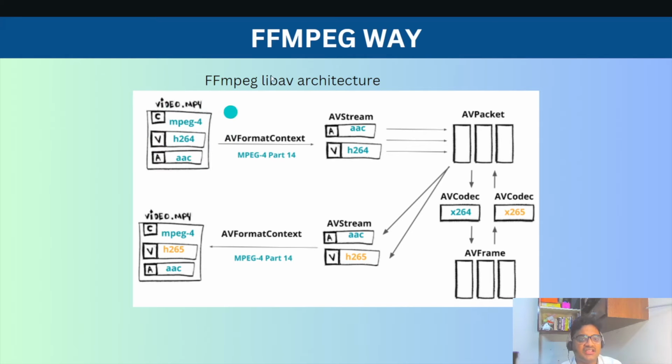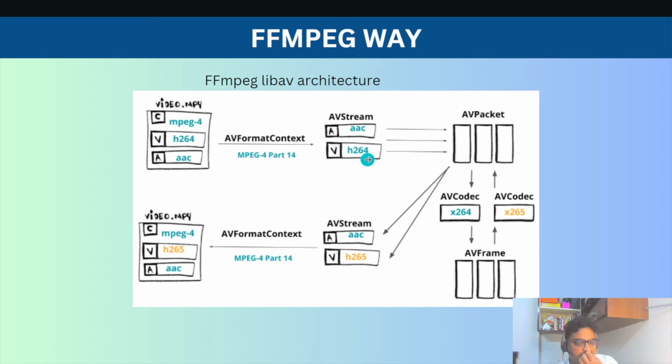And see here, this is what it actually does. FFmpeg has an MP4 file. It has a container, a video stream, and an audio stream. All these things we declare in a structure. We copy this metadata into AVFormatContext. And we also have another structure called AVStream. We have a stream separately for audio and video.